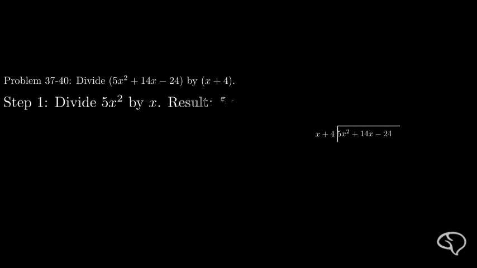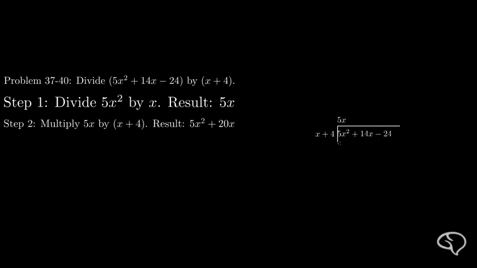Let's continue with polynomial division, but this time using long division. We will divide 5x squared plus 14x minus 24 by x plus 4. Long division of polynomials is very similar to long division of numbers. We focus on the leading terms. First, we divide the leading term of the dividend, 5x squared, by the leading term of the divisor, x. This gives us 5x. This is the first term of our quotient.